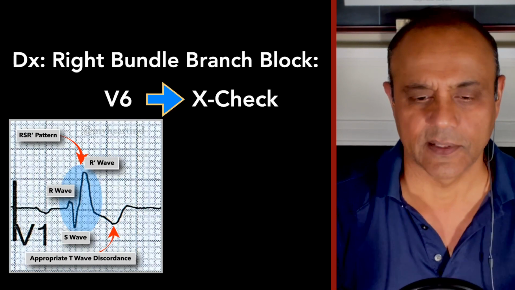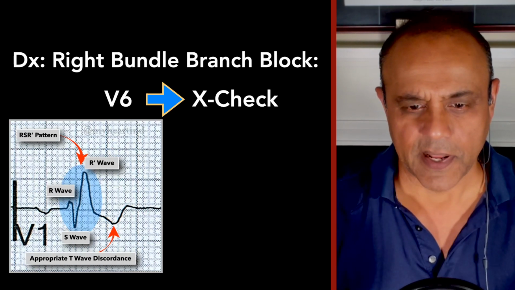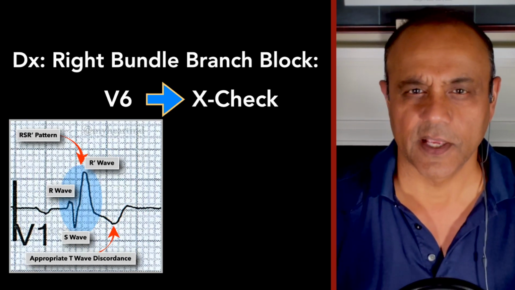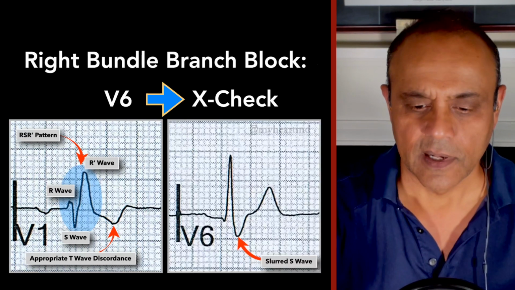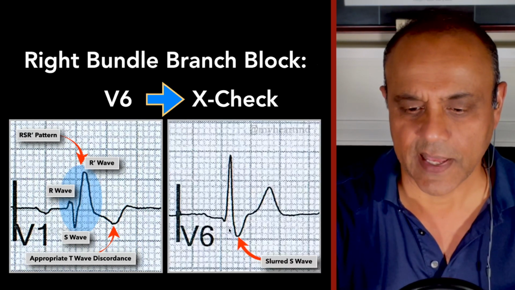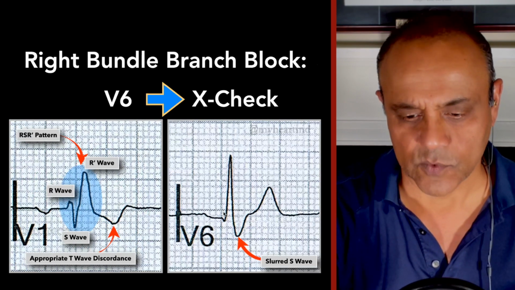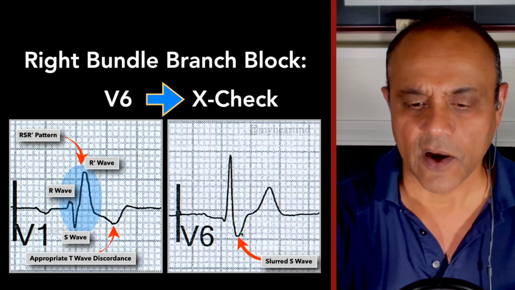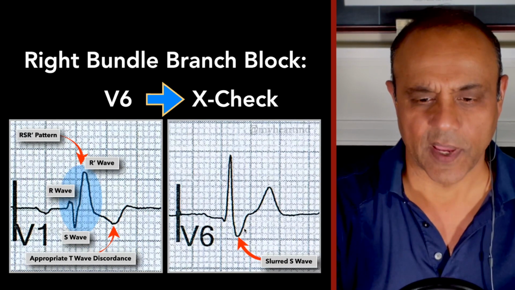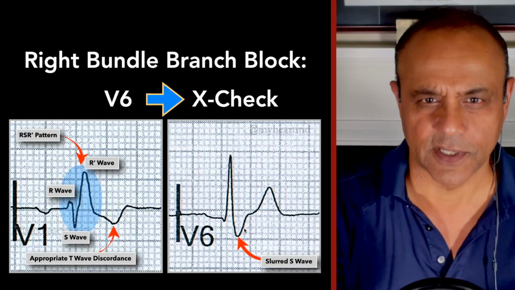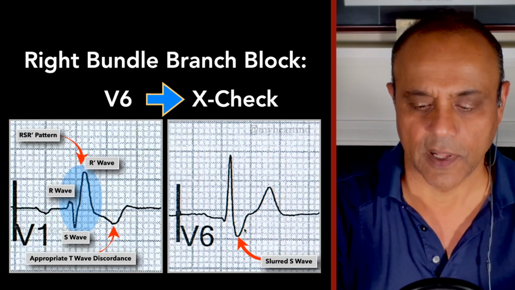So when I see something like this in lead V1, my next move is to do a V6 cross-check, because that's what confirms this pattern. And if you look at V6, V6 actually has a QRS that is wide with an R wave and then a very wide, deep, and broad slurred S wave. And that is what I think clinches it for a right bundle branch block pattern.